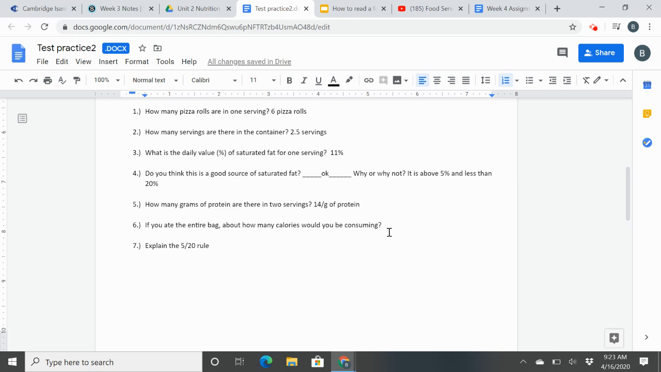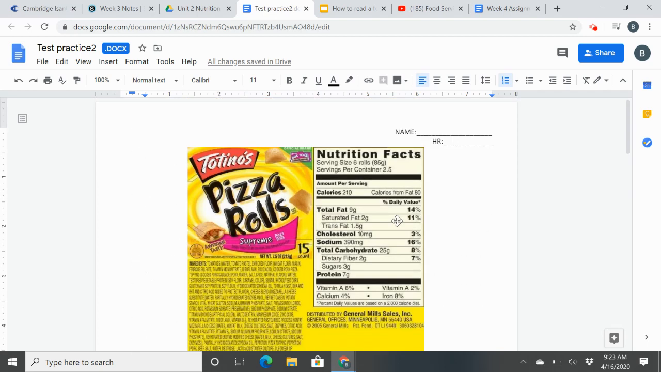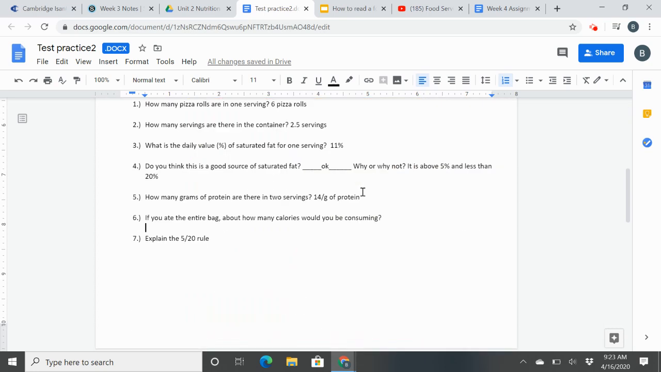If you ate the entire bag, how many calories would you be consuming? So I'm going to take 210 calories, multiply that by the 2.5 servings. So 210 times 2.5. Gonna have to get my calculator out here because I'm not a math whiz. 210 times 2.5. It's 525 calories in the whole container.